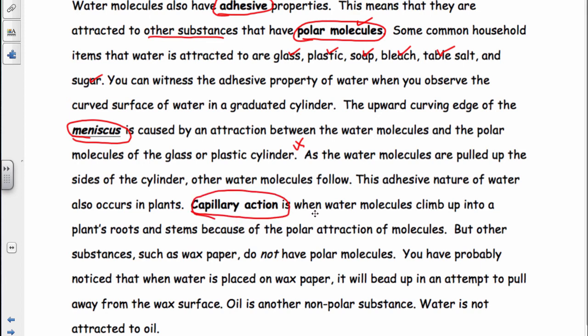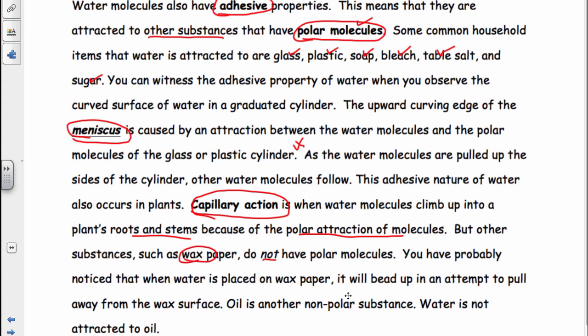Capillary action is when water molecules climb up into the plant's roots and stems because of the polar attraction of the molecules. But other substances such as wax paper do not have polar molecules. You have probably noticed that when water is placed on wax paper, it will bead up in an attempt to pull away from the surface of the wax paper. Oil is another non-polar substance. Water is not attracted to oil.